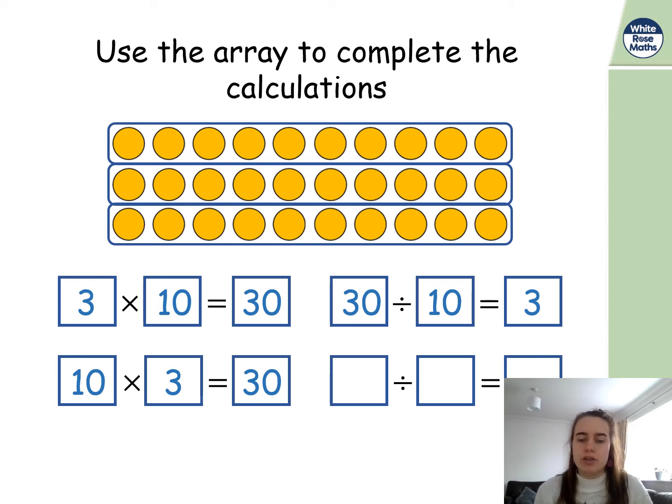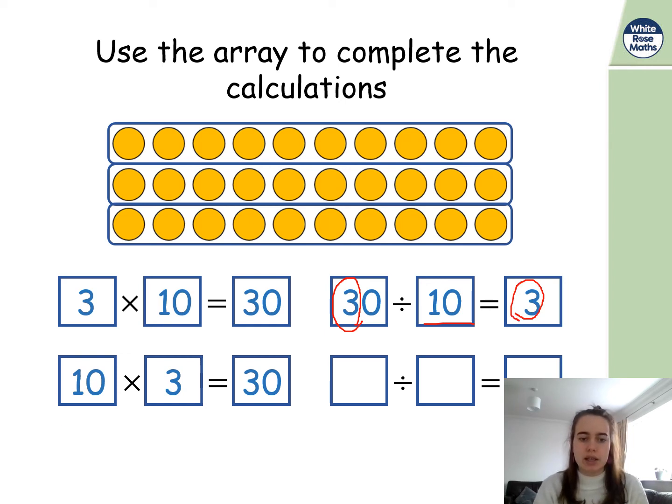So if we know that 30 is our whole, we need to put 30 at the beginning of our division number sentence. We've got groups of 10, so we're going to divide it by 10. And that, of course, gives us 3 groups. And notice again, we've got 3 tens being divided by 10, which gives us 3 ones.